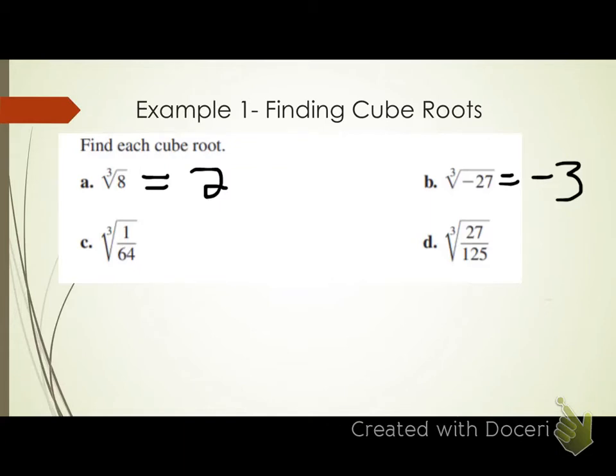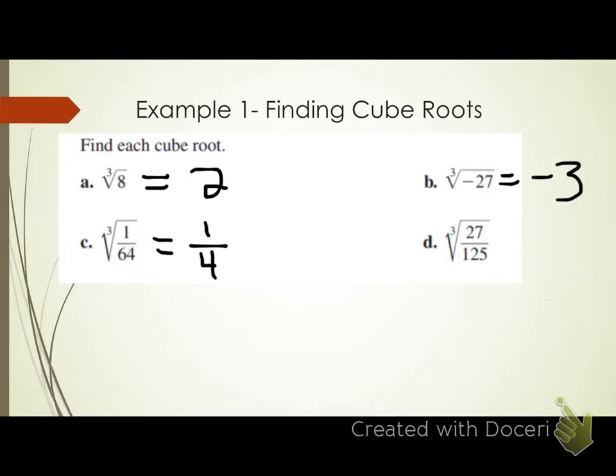Okay. So, let's look at the numerator. What would the cube root of 1 be? 1. 1 times 1 times 1 gives me 1. What would the cube root of 64 be? 4. 4 times 4 is 16. 16 times 4, 64.